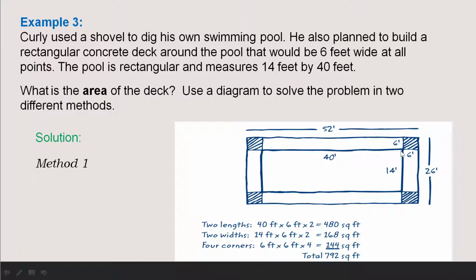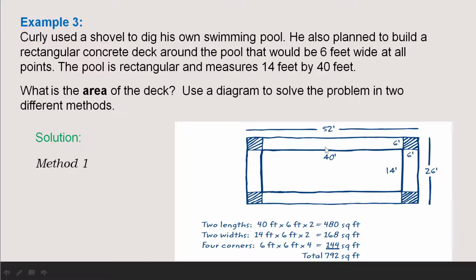Now let's do the calculation. If you look at the deck, you can see that the deck is divided into several sections. You have the 2 lengths over here, you have the 2 widths over here, and you have the 4 corners. So let's do section by section.